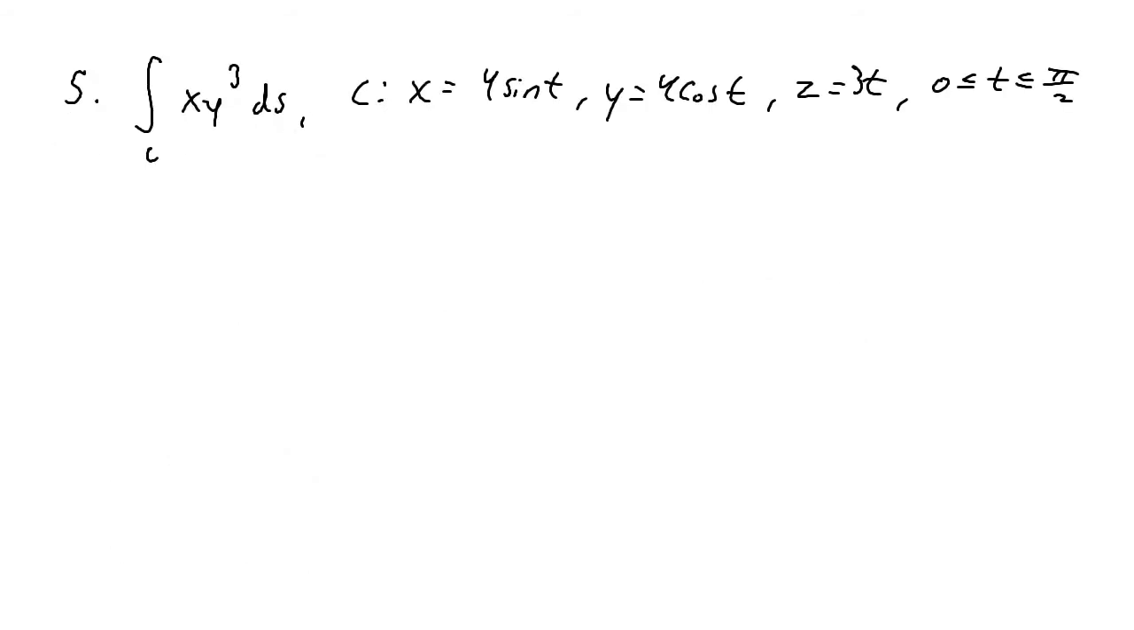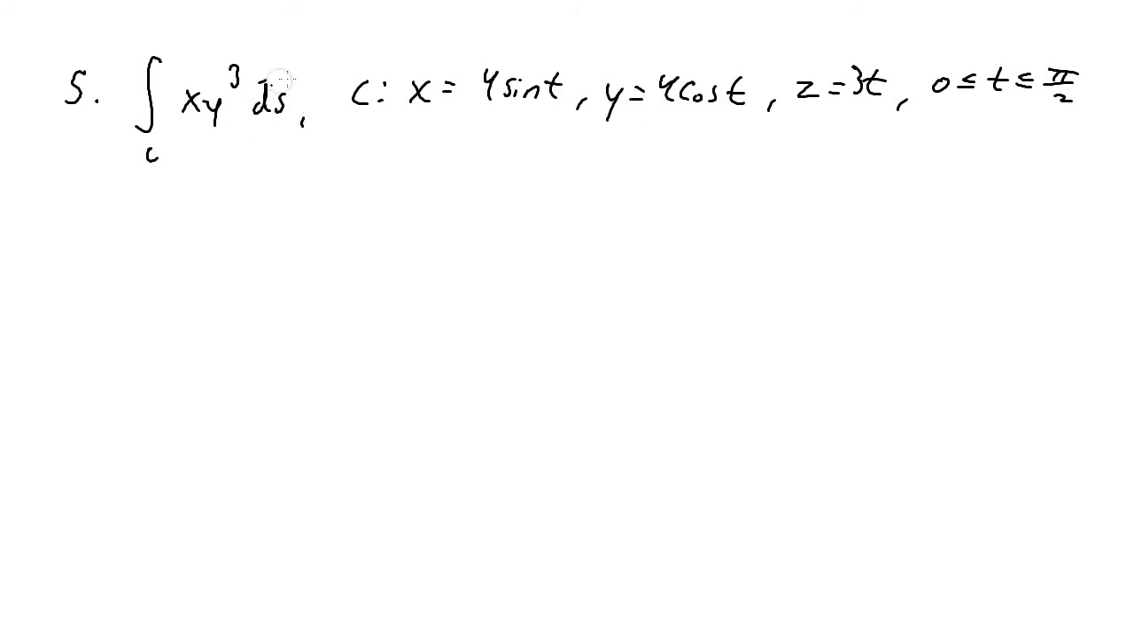So now for number 5, we have the integral along C of x times y cubed ds, and C is described by the parametric equations. This time we have 3 variables, x, y, and z, so x equals 4 sine t, y equals 4 cosine t, z equals 3t, and the t bounds are from 0 to pi over 2.